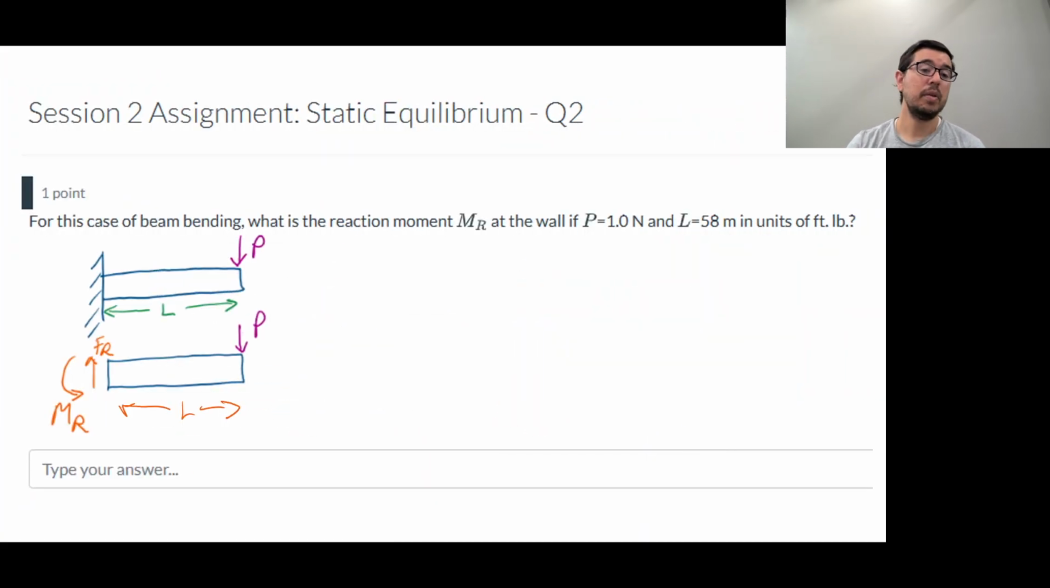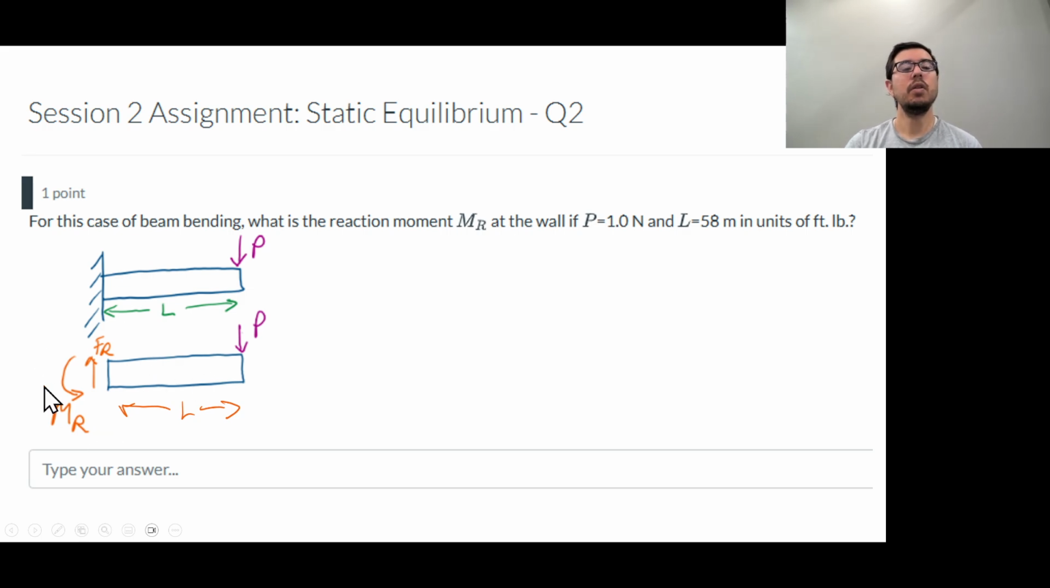In this problem, we are going to look at static equilibrium on a beam. In particular, we're going to focus on the static equilibrium of the external loads on this beam. We can draw a reaction moment and force, so this is the force Fr, this is reaction moment Mr, from the wall on the beam as such.